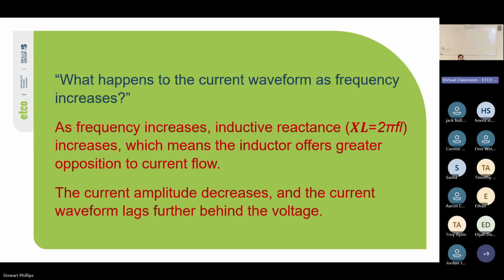The current waveform will lag further behind the voltage as well because we have more of an inductive load than a resistive load. Because the inductance goes up, but our resistance stays the same. The resistance is not affected by the frequency of the waveform. So our resistance will remain constant.